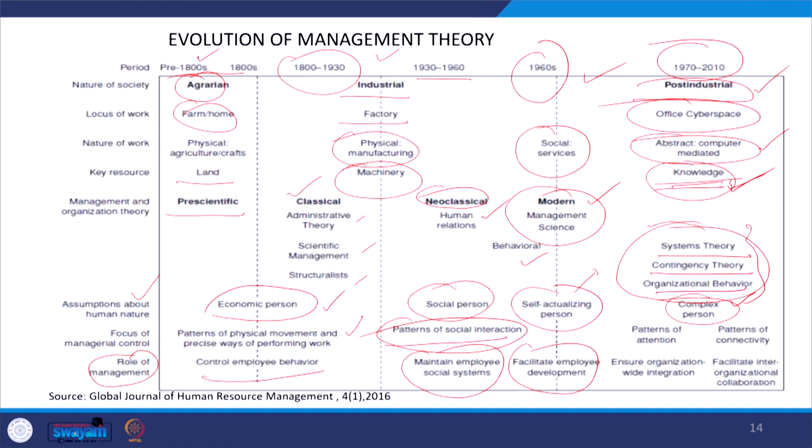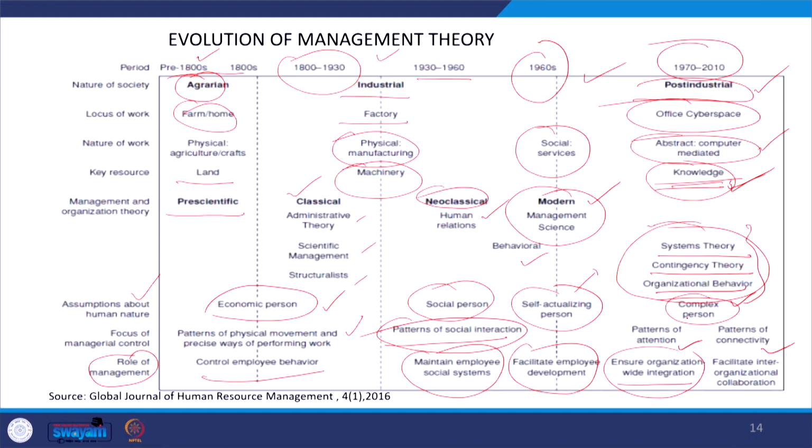The focus of management control is on patterns of attention and patterns of connectivity. There is more focus on network association with other organizations, and the role of management is to ensure organization-wide integration.